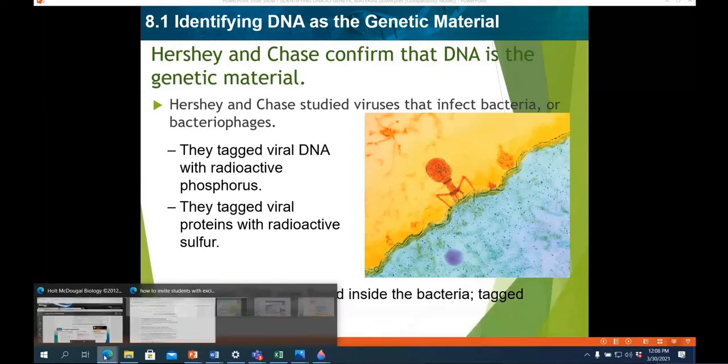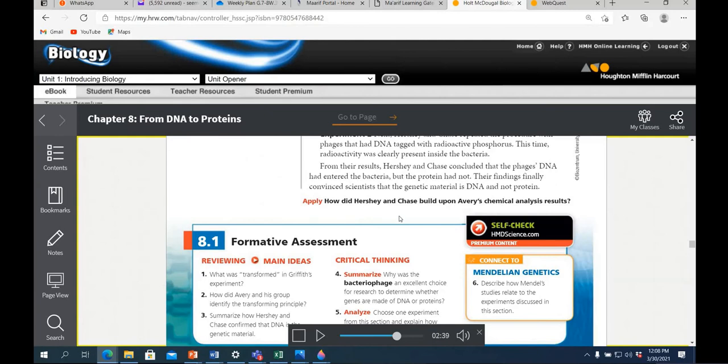The question is, apply: how did Hershey and Chase build upon Avery's chemical analysis results? Did they consider the research or experiments which were done by Avery or not? Yes, ladies, of course they considered that information.